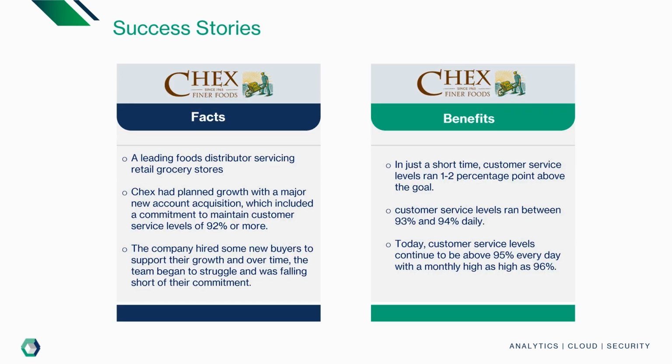Finally, let me share some proven real-world success stories from companies leveraging inventory optimization solutions. For example, a food distributor faced challenges in maintaining their committed 92% customer service levels after acquiring a major new account and bringing on additional buyers. However, after implementing an inventory optimization solution, they quickly turned things around. In just a short time, customer service levels ran 1 to 2 percentage points above their 92% goal, between 93 to 94% daily.